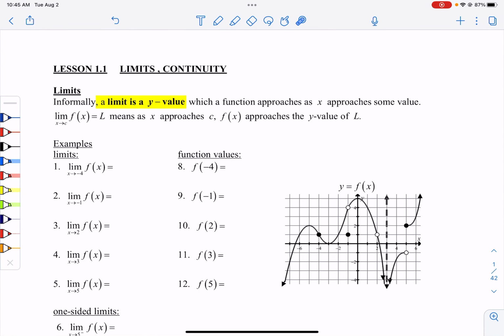All right, guys, today we are talking about lesson 1.1, limits and continuity.